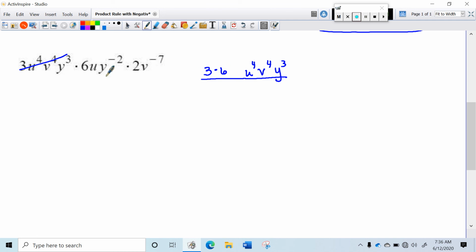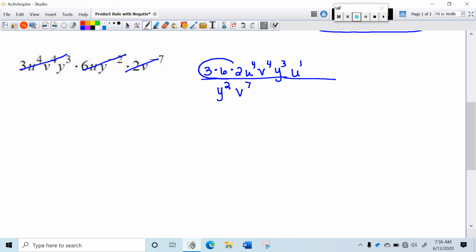Then I have a 6. The u stays where it's at, stays up top, but it's got an exponent of 1. Y to the negative 2, negative exponent has to go to the bottom. You take the negative sign away, so y squared. And then I have a 2. V to the negative 7 is a negative exponent, so the v to the 7th goes on the bottom.